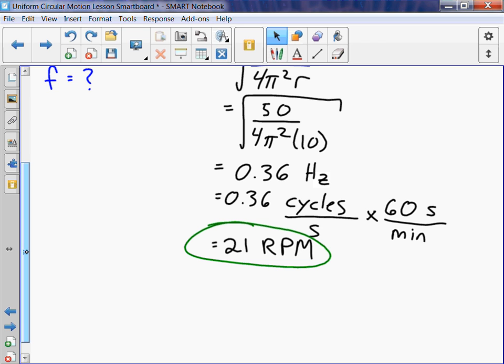Yeah, but that means every 3 seconds you're going once around, being spun once around in a huge path. That's right. That'll put you in the puke bucket real quick.